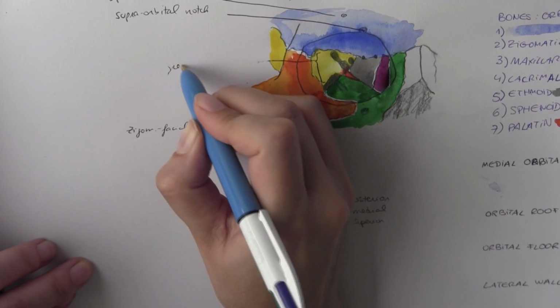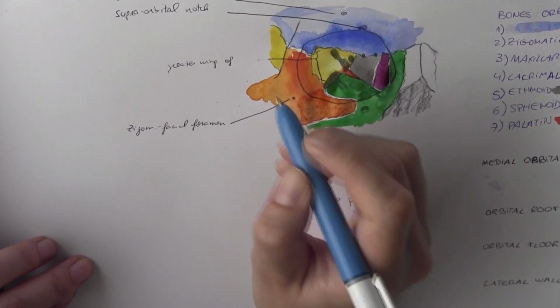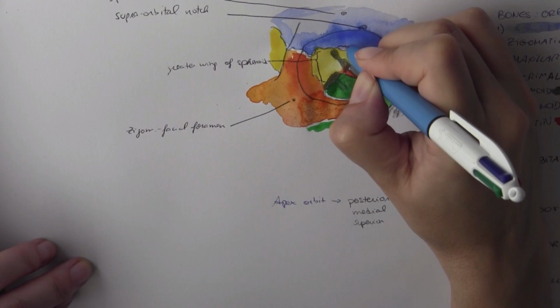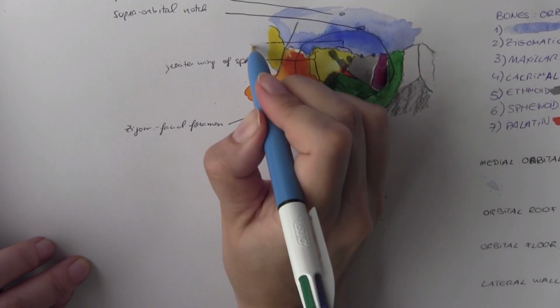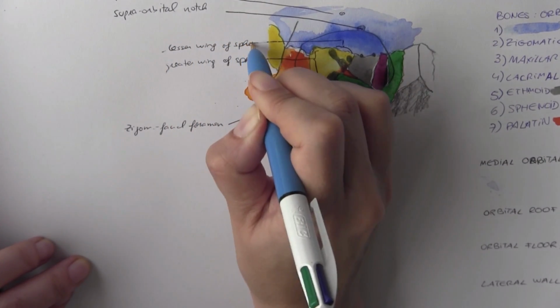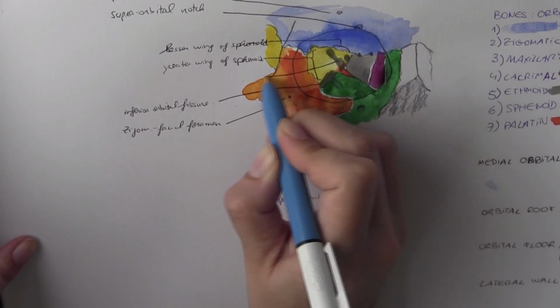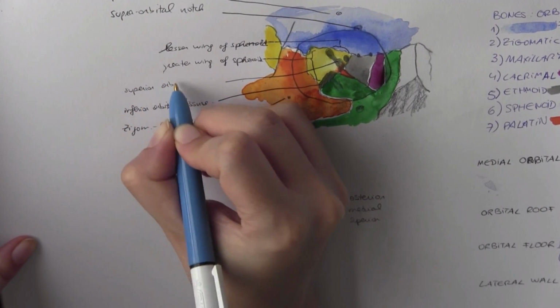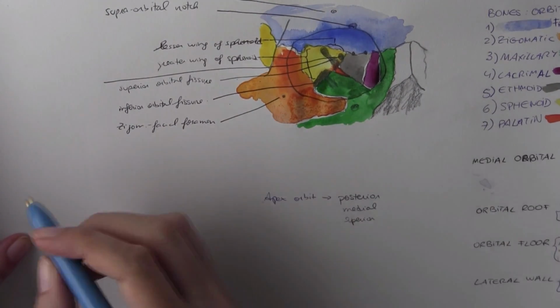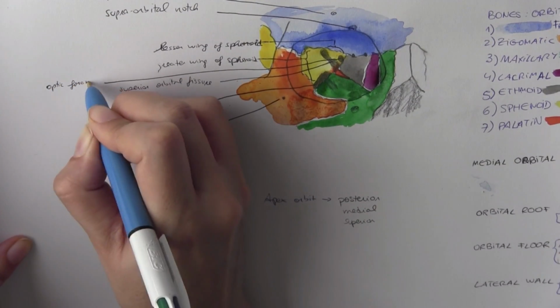So back to business about the structures of the orbit. First you have either supraorbital notch or foramen, then zygomatico-facial foramen, then the greater wing of sphenoid, then the lesser wing of sphenoid. There is also the inferior orbital fissure, the superior orbital fissure, and the optic canal.